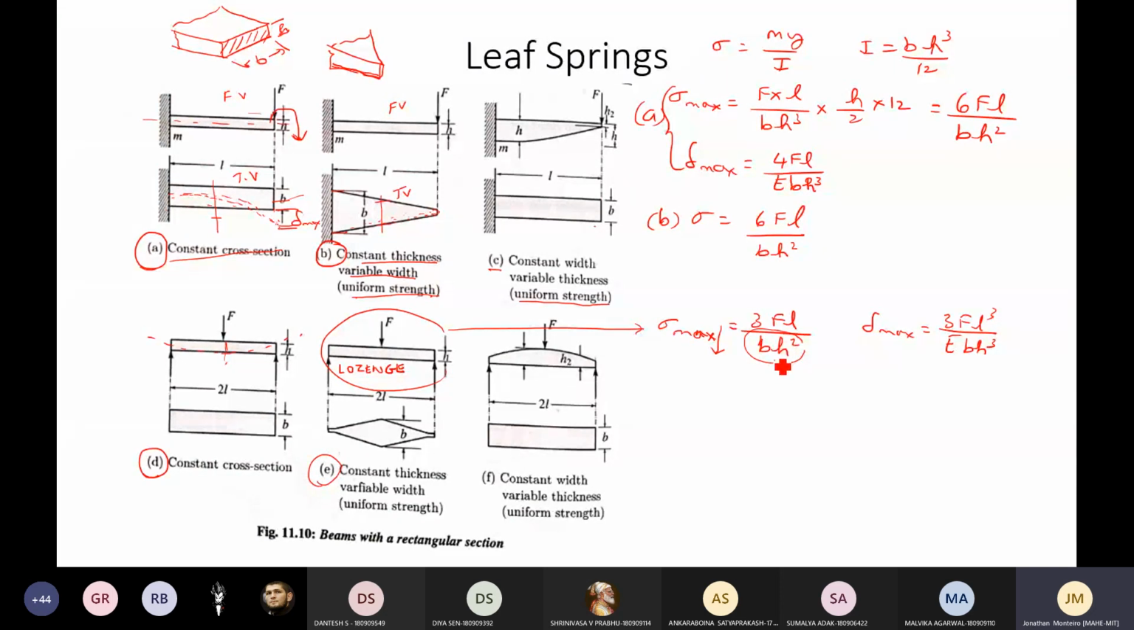But at the same time, if I isolate it for B and H, what will happen? For example, B should be equal to 3FL by sigma max H square, maybe sigma max or a design stress. I am just rewriting the equation. Sigma max and B are inversely related. For H, even a smaller thickness is sufficient enough. But what about B?